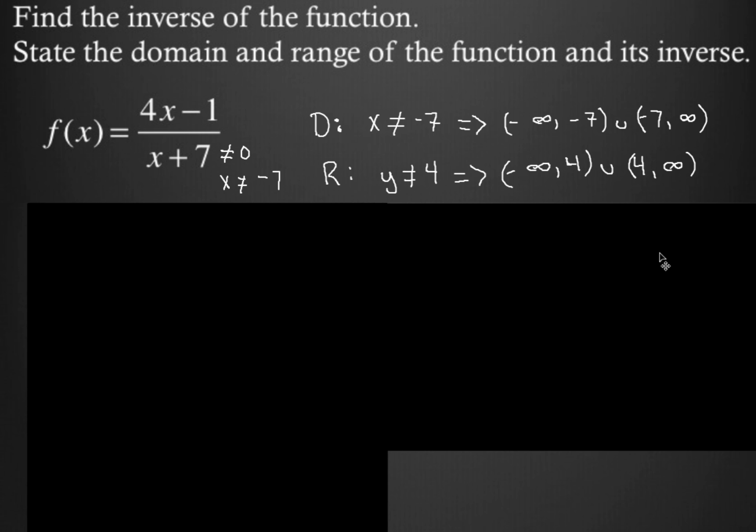So we're going to go ahead and write the range, and we're going to say the y value can't be 4, because 4x divided by x is just going to give you 4. So my range is going to be y cannot be 4, or if I write that using interval notation, we'll go from -infinity to 4, and then 4 to infinity.